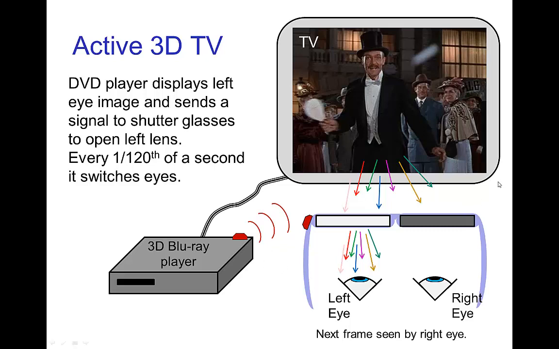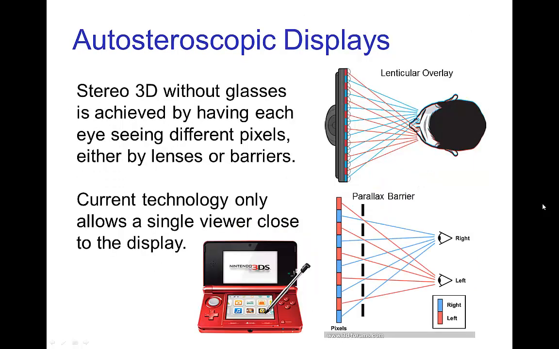The advantage of this is the TV itself doesn't have to do any polarization. All of the switching of the view is done actively by the glasses themselves. Of course, the best thing would be to not have to be wearing any kind of glasses at all, and those types of systems are called auto-stereoscopic displays.